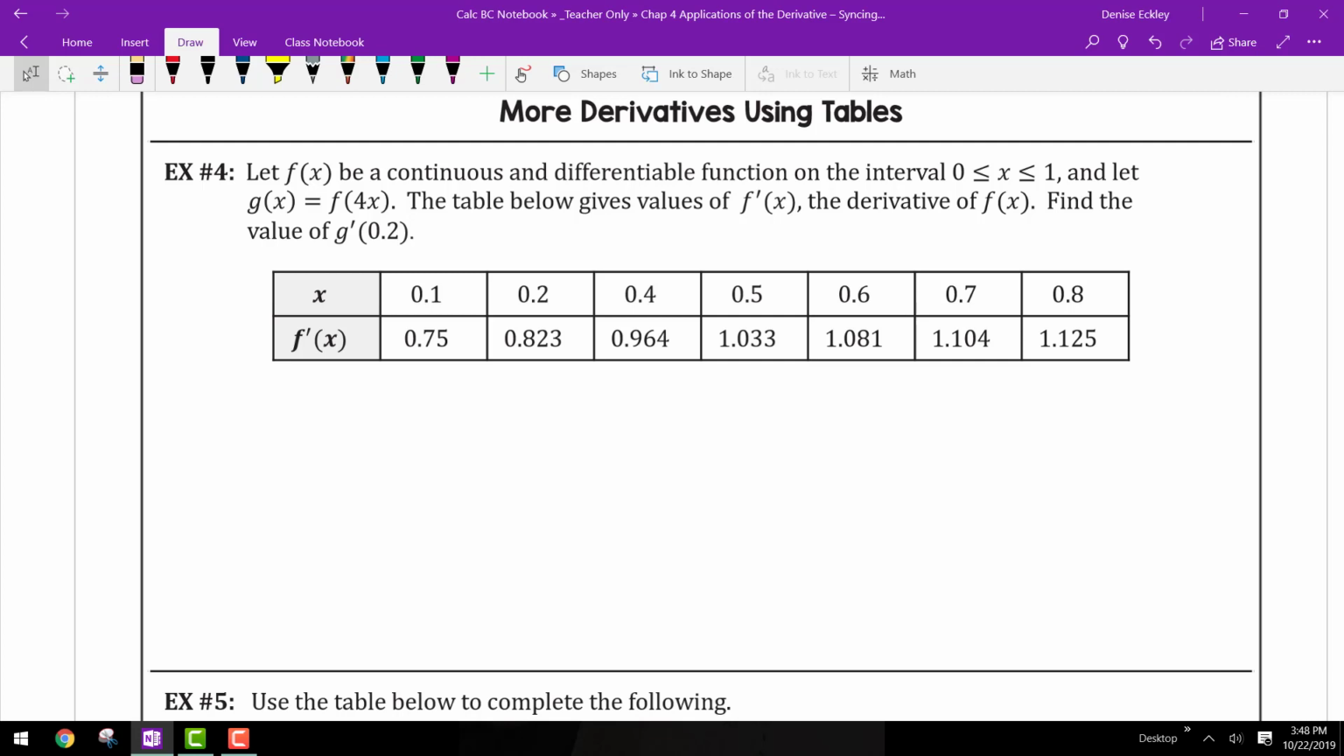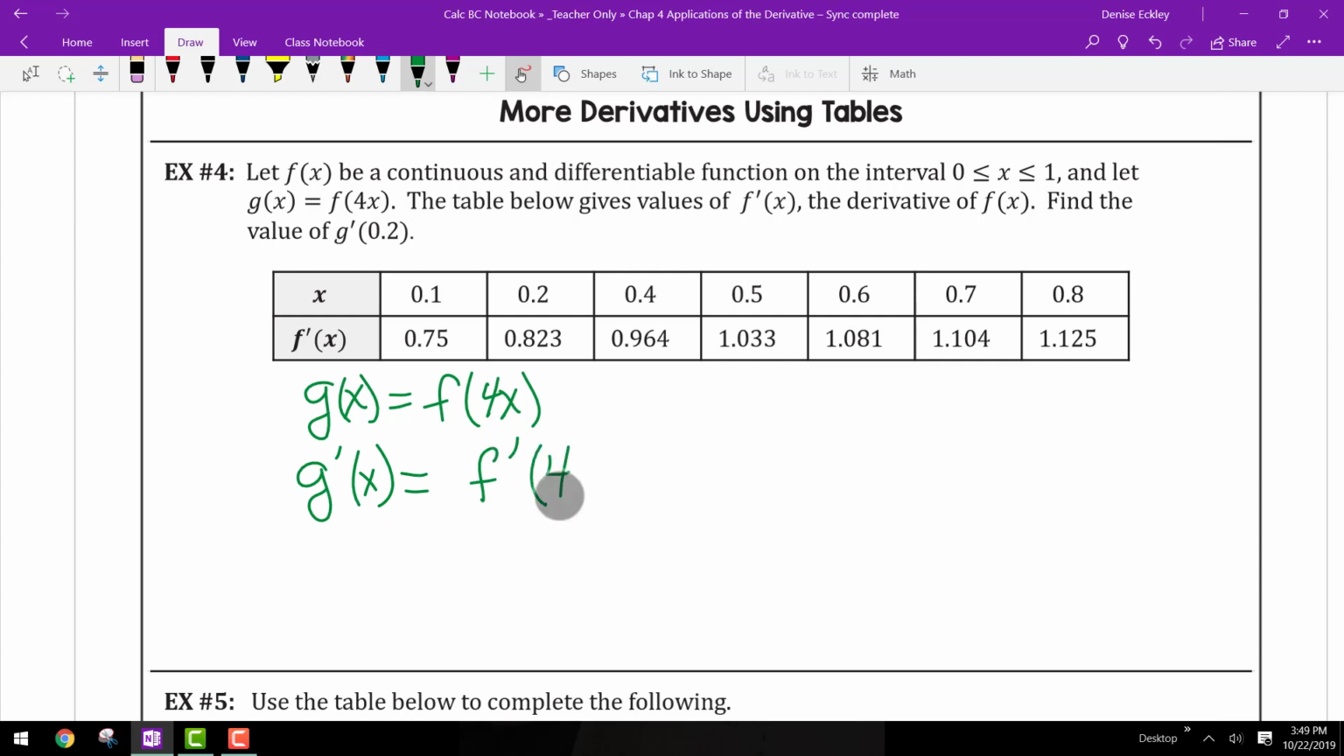So here's where you're going to need to work through how the chain rule works. So here's what we know. We know that g of x is equal to f of 4x. So we need to find the derivative of g of x. So g prime of x is going to be, here's where the chain rule comes in, f prime of 4x. And then we have a derivative inside, 4x. So the derivative of 4x is going to be 4, so we get 4 f prime of 4x.